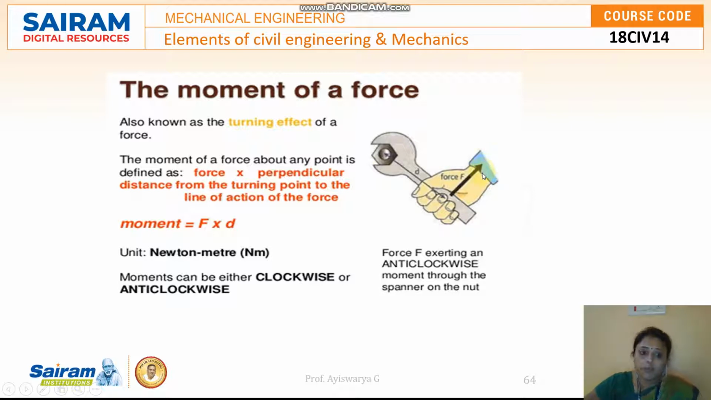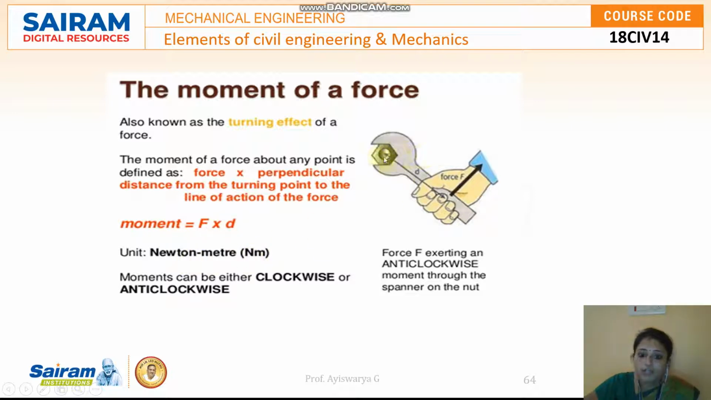The next one is moment of a force. Moment means the turning effect of a body. The moment of a force about any point is defined as force into the perpendicular distance to the point. Moment is nothing but force into perpendicular distance. The unit of moment is Newton meter, N into m.